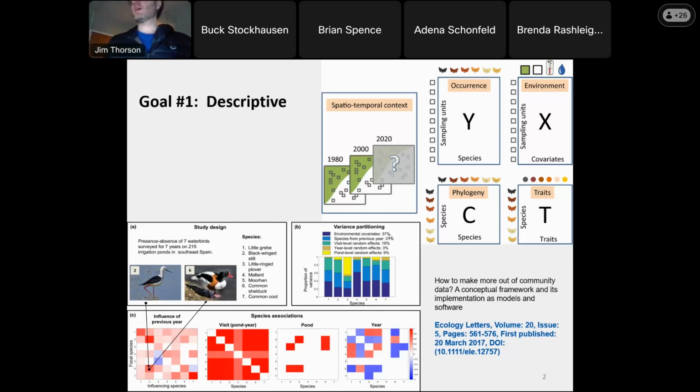And people do that with joint models. And it's essentially a descriptive problem. What's out there? How do you map distributions? How do you attribute? How do you explain those based on phylogeny and traits?